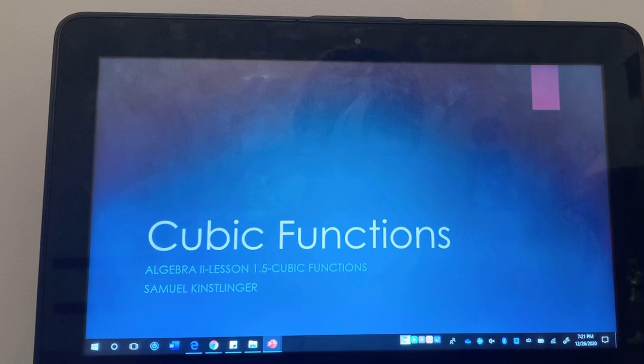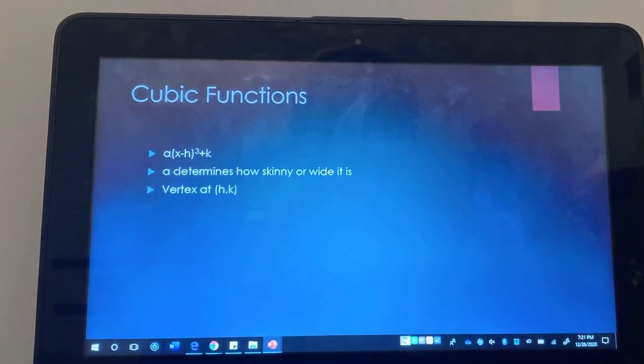Today we will be discussing cubic functions. Cubic functions, of course, are when you see x cubed. Our equation is a(x - h) cubed + k. A determines how skinny or wide it is. You just multiply (x - h) cubed by a. And the vertex is at (h, k).